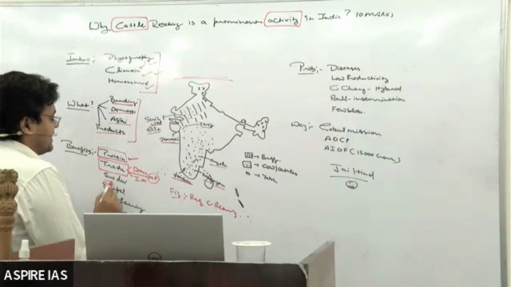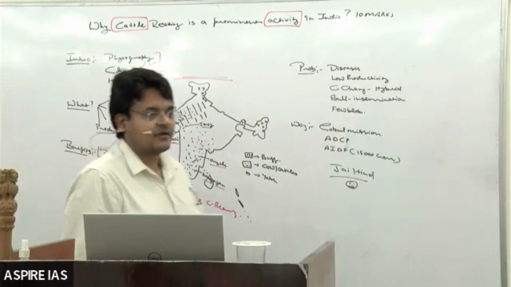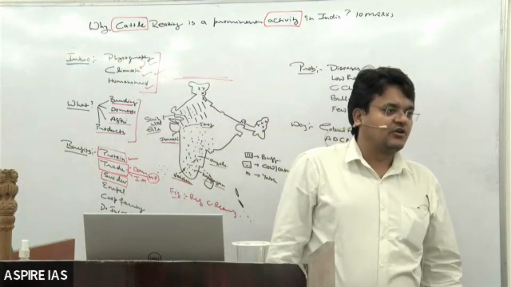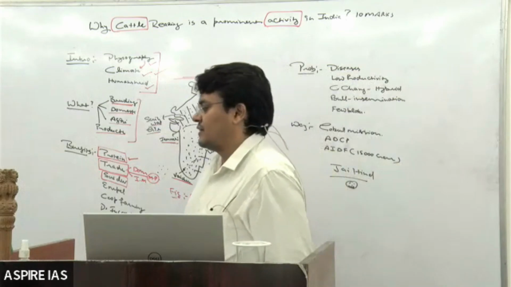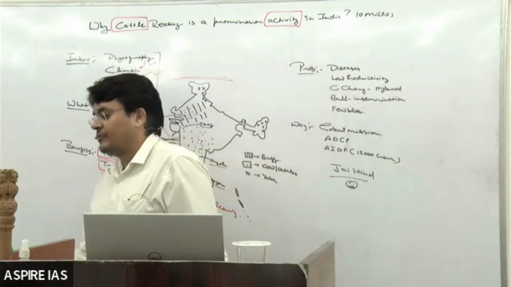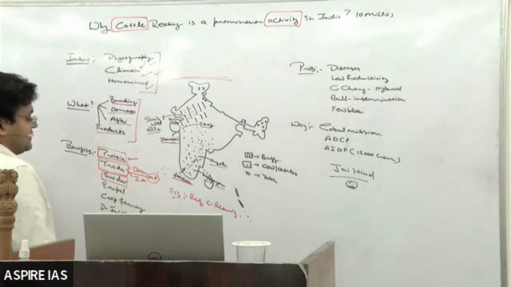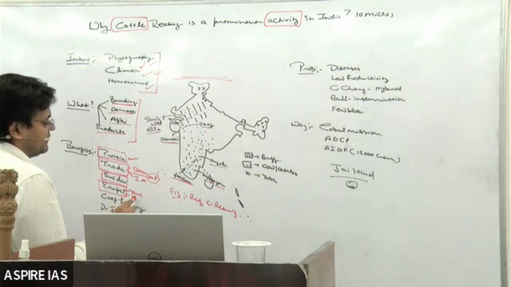Then cattle rearing is a sustainable development activity. Many sustainable agriculture practices like zero budget natural farming and integrated farming depend upon cattle rearing only. Third keyword: cattle rearing is a major source of employment, particularly for youth and women.